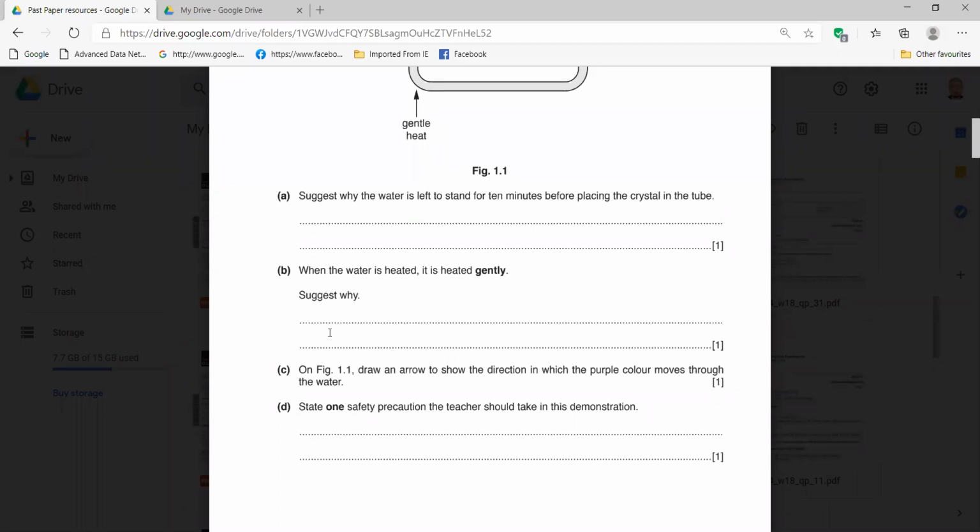Sir, for B, can I write this? Yeah, they already mentioned here. You see, before placing the crystal in the tube. B is for placing.